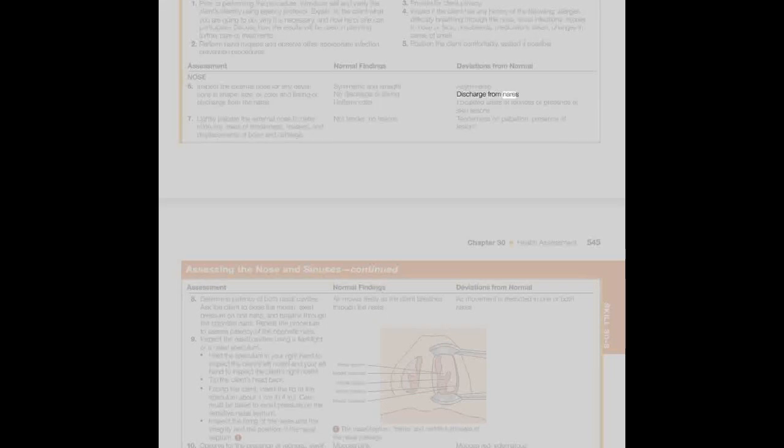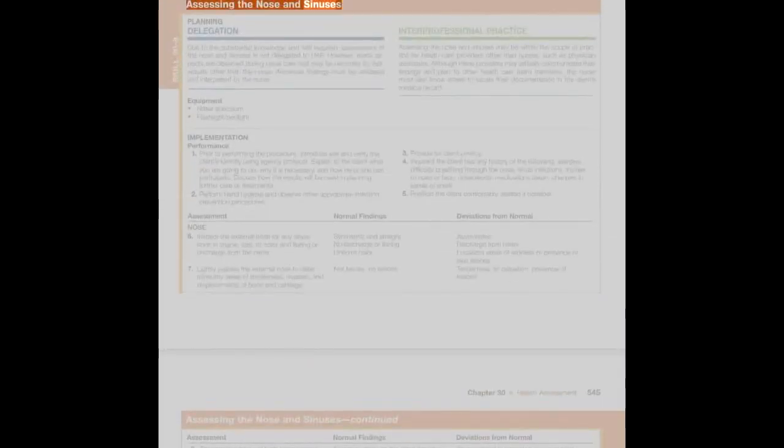Asymmetric; discharge from nares, localized areas of redness or presence of skin lesions. 7. Lightly palpate the external nose to determine any areas of tenderness, masses, and displacements of bone and cartilage. Not tender, no lesions; tenderness on palpation, presence of lesions. Assessing the nose and sinuses.